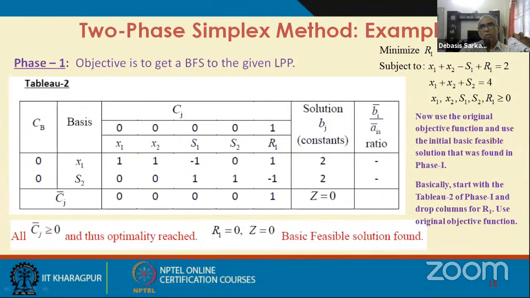So now just repeat the process. Find out CJ bar. When you find the CJ bar, you see all these are 0 and this is 1. So all CJ bars are greater or equal to 0. So you are solving a minimization problem, so we'll take the most negative one. So we consider the most negative CJ bar. But all CJ bar greater or equal to 0 for a minimization problem will mean that the optimality condition is achieved.